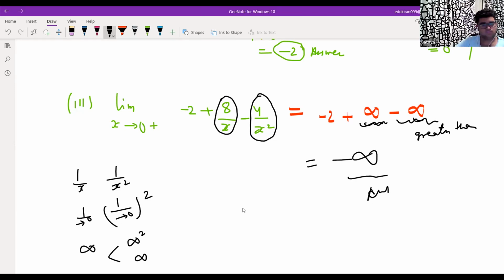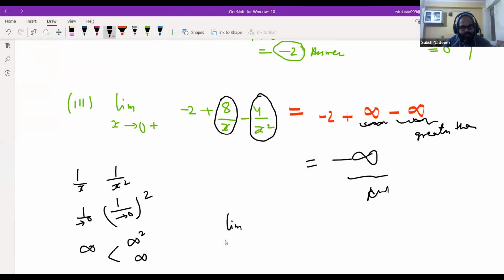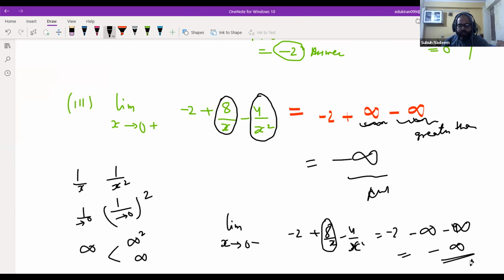And the fourth part, if you see, they have given limit x approaching 0 minus. So there it will be minus 2 plus 8 by x minus 4 by x square, and x is approaching 0 minus. So minus 2, this is 0 minus. The reciprocal of 0 minus, just left of 0, is minus infinity. So this will be minus infinity. And 0 minus square is 0 plus, so it is plus infinity. So minus 4 into infinity it will be. So overall it will be minus infinity. This will be the answer. Both will give you minus infinity.